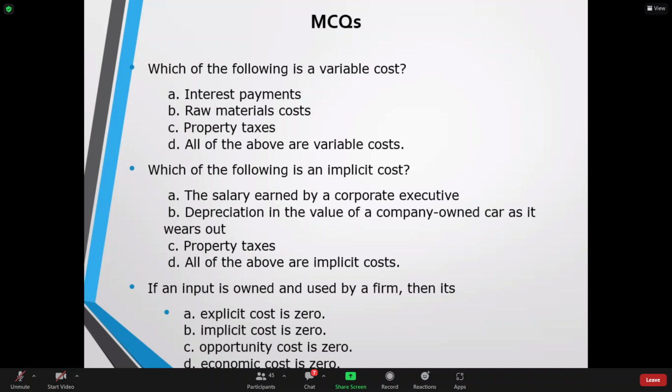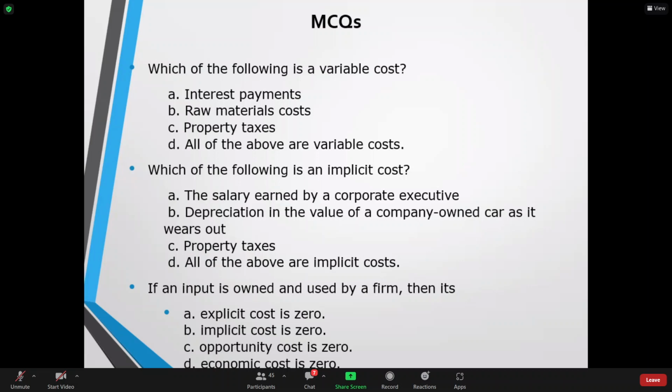Okay, right. Which of the following is an implicit cost? Explicit cost and implicit cost. That is something important in economic costing, right? In managerial decision making, we have to consider implicit cost, right? Implicit is what is not explicitly stated. Salary earned, in your business you have to show that it is an explicit item, right? Explicit cost. Depreciation value of a company owned car as it wears out, that is something implicit, right?